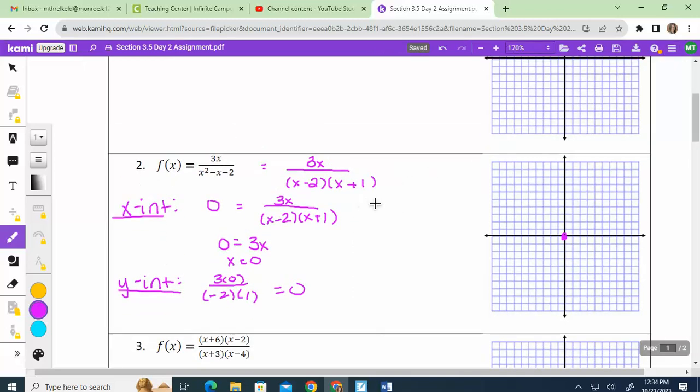Then we do asymptotes. So vertical asymptote is x equals whatever makes the bottom 0. And you have to do the x equals, you have to have the full equation there. So what would it be? X equals 2 and x equals negative 1. When we graph those, they are dashed lines.